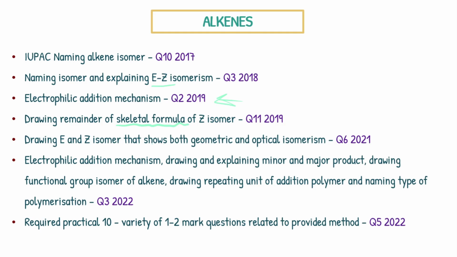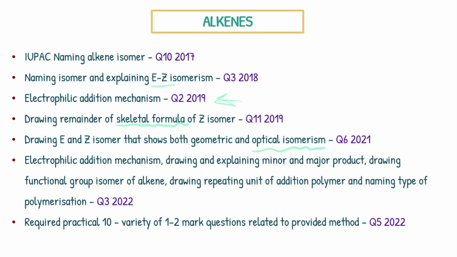Next up, drawing E and Z isomers that show both geometric and optical isomerism. So this was an interesting one, really, a bit of synoptic optical isomerism thrown in, but because it was an alkene EZ isomer, I chucked it under this topic. So essentially, it's going to have a C=C double bond, and then there's going to be some sort of chiral activity on one of the side groups here. Okay, so I'm not going to go through the answers again, but that's just explaining that briefly.